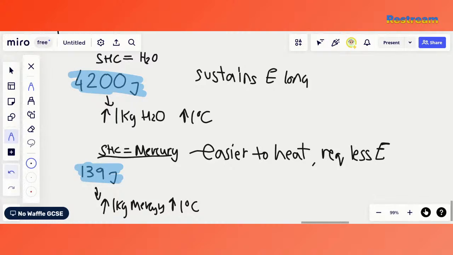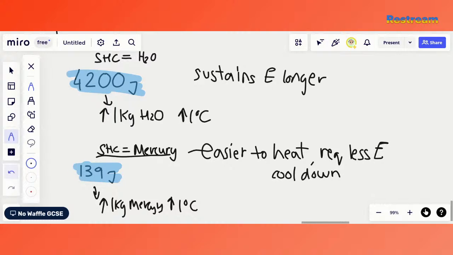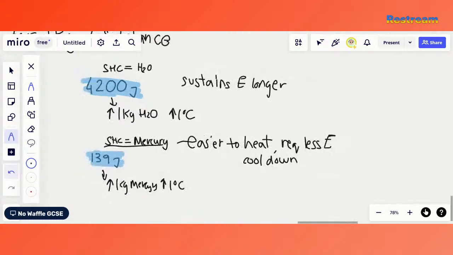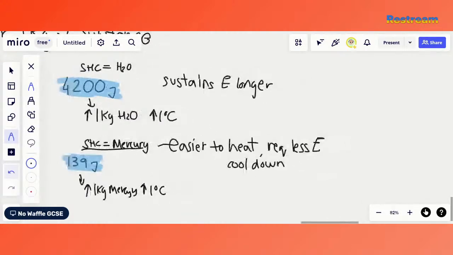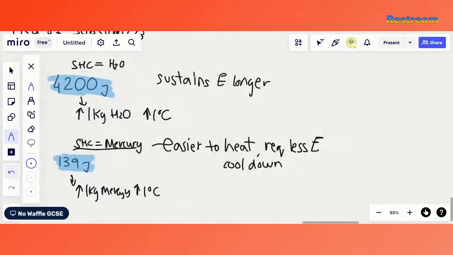It sustains this energy for longer. Now, what that means is it keeps hold of the heat for a longer period of time. Because mercury is so easy to heat up, it also means it's easy to cool down, whereas water takes a long time to cool down. Therefore, that's why we see water being used in heating and things like that. So water is used in heating because it keeps hold of the heat for so long. It's used in things like radiators.